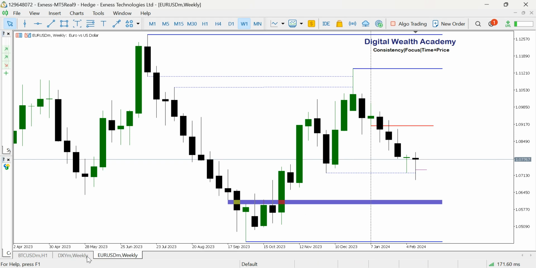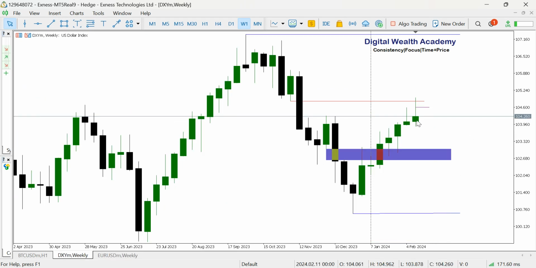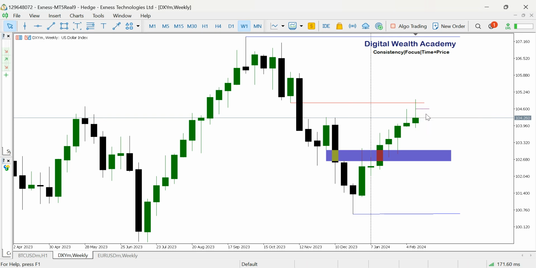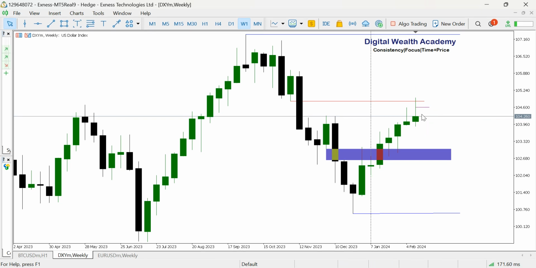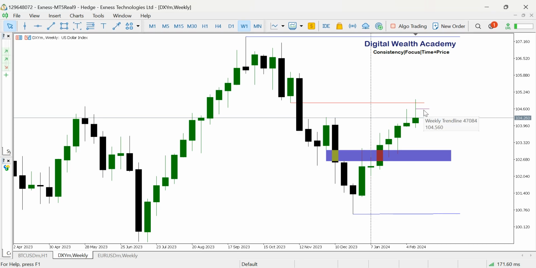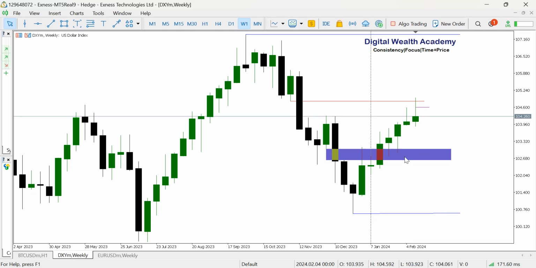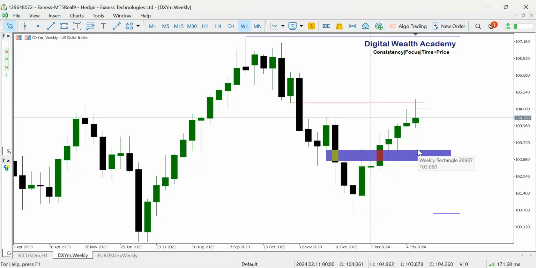Let's check the DXY. On the DXY as well, we have this consequent encroachment of the week. So we are not looking for the market to wick above this weekly consequent encroachment. We're going to keep an eye on this area, and we're going to use it to price lower up to this particular area. So that is a very, very important annotation.